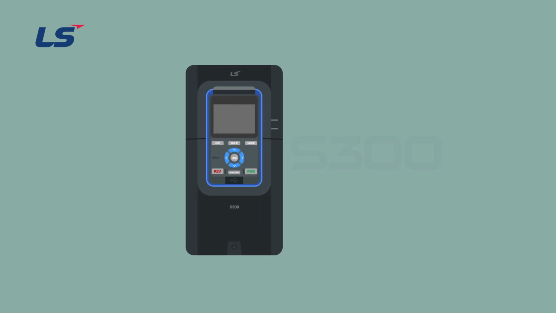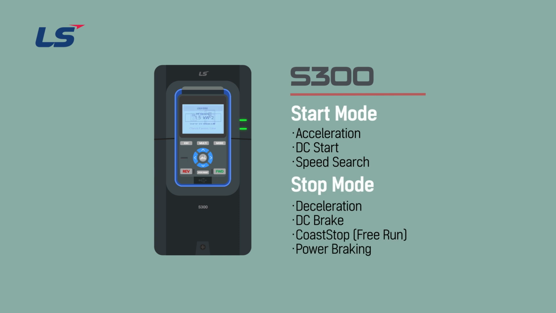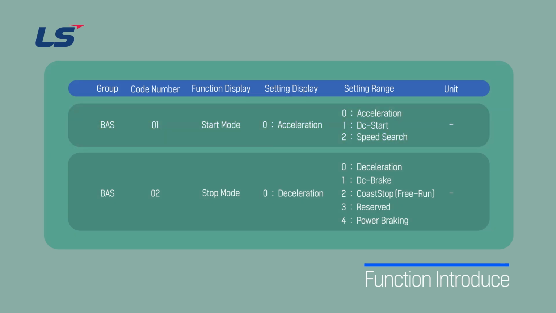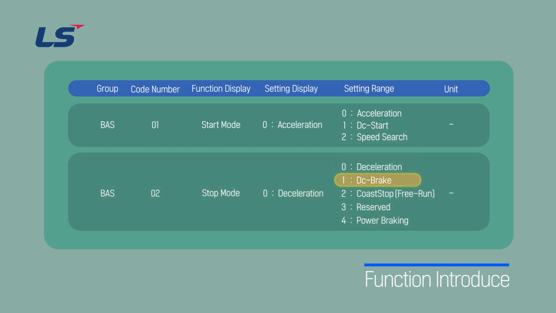This video will guide you through the startup and shutdown procedures of the S300 AC drive. There are several methods for starting the system: acceleration, DC start, and speed search, and for stopping: deceleration, DC brake, coast stop, free run, and power braking.